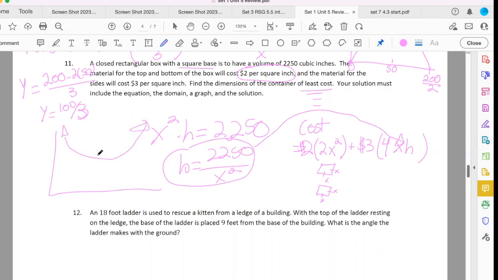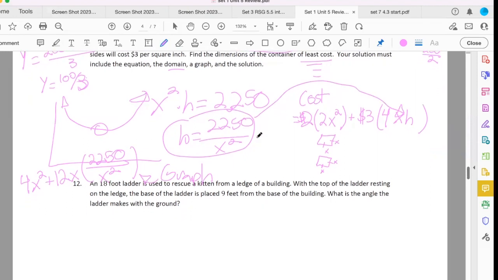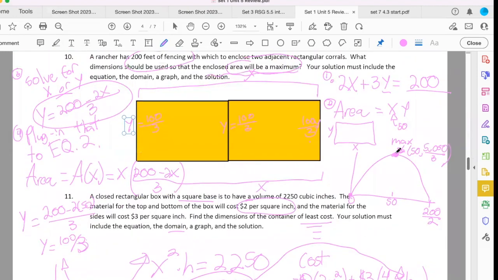I don't know where it is, but I'll leave you to graph what should be 4 versions of x squared plus 12 versions of x times 2,250 over x squared. So graph that. Get your min, say what the domain is, move on with your life. Oh yeah, just for closure on this, your domain for this graph was from 0 to 100. But you probably already knew that.